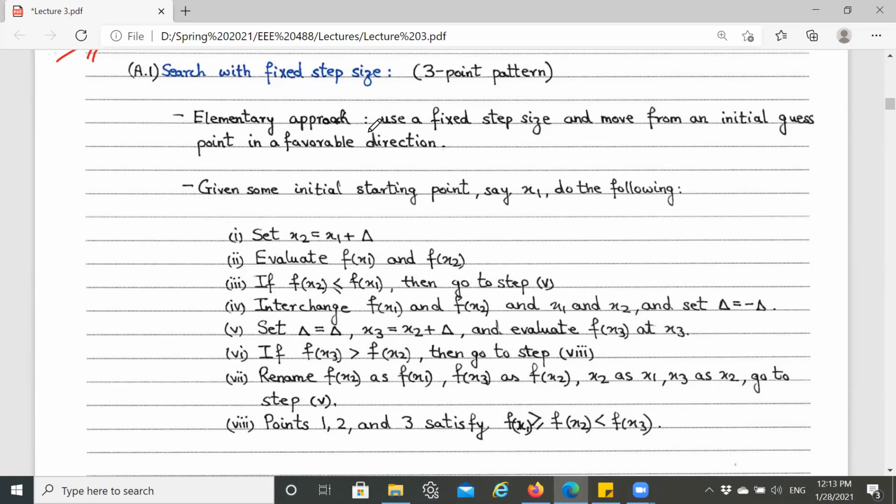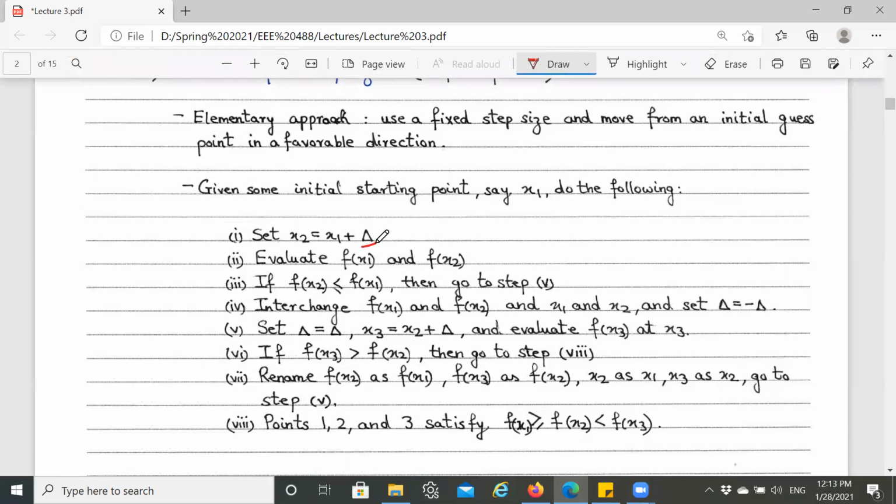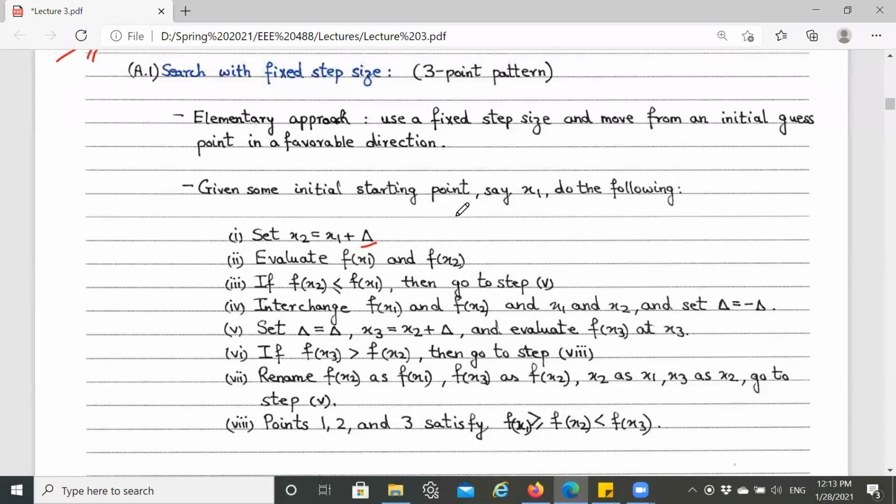So this elementary approach uses a step size. In every step or iteration, it finds the next point to be evaluated using some constant step size. Okay, so let's denote our step size by delta. Let's start with some initial values. So what you have is some unimodal function. Keep that in mind. And I'm saying start from some point.